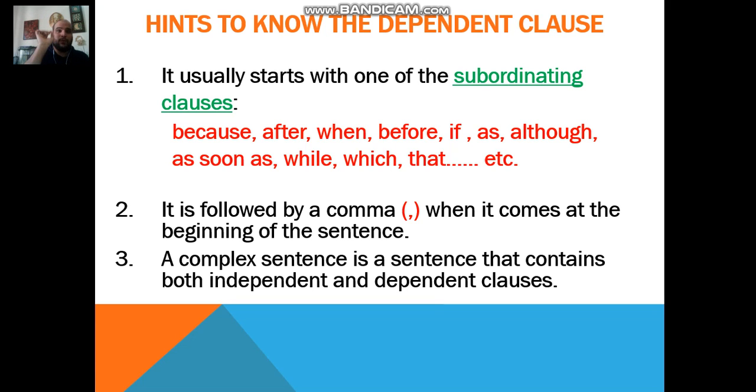Okay? But before that subordinating conjunction, you have to have a comma. Okay? I punished the boy, comma, because, one of the subordinating conjunctions, he was impolite. A complex sentence has an independent clause, a comma, a subordinating conjunction, and a dependent clause.